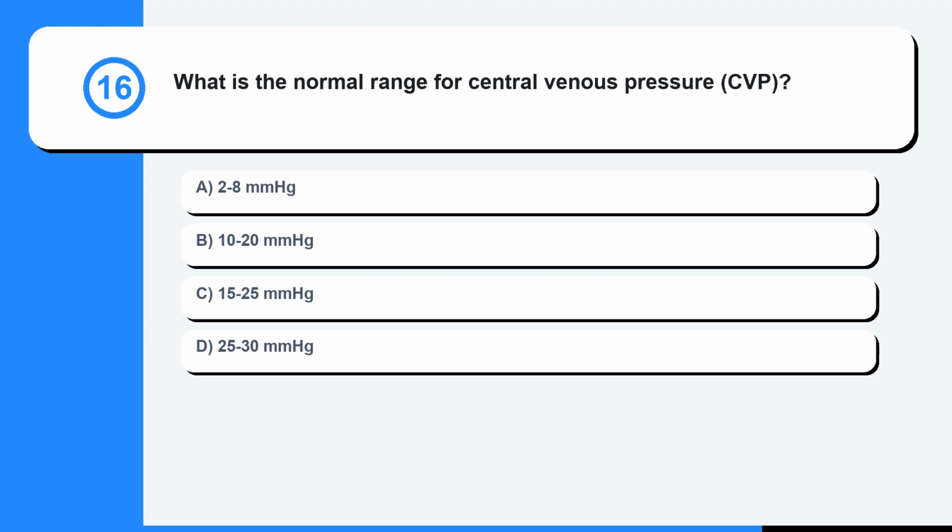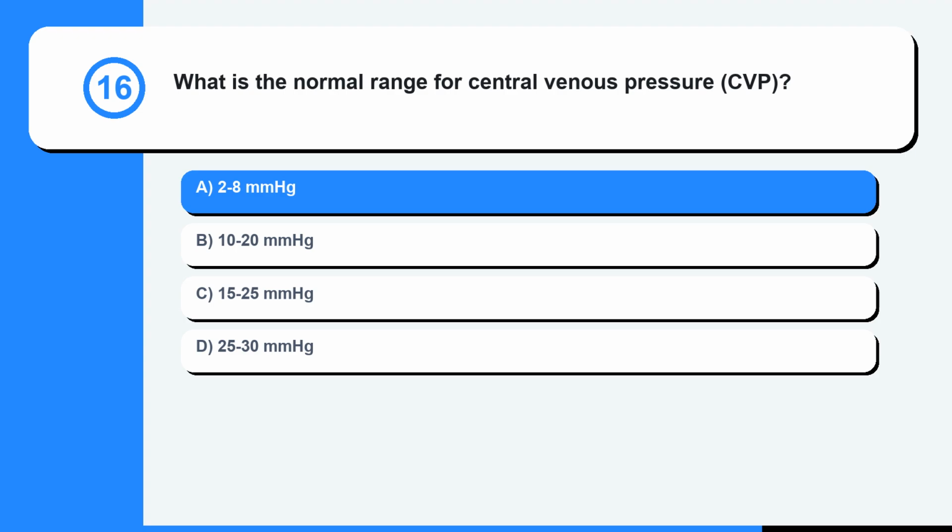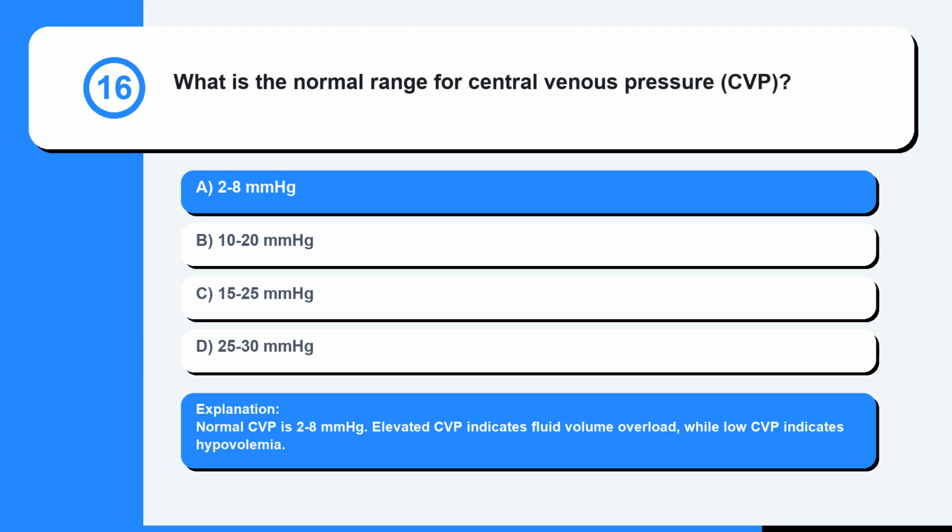Question 16. What is the normal range for central venous pressure, CVP? A. 2 to 8 mmHg. B. 10 to 20 mmHg. C. 15 to 25 mmHg. Or D. 25 to 30 mmHg. The correct answer is A. 2 to 8 mmHg. Normal CVP is 2 to 8 mmHg. Elevated CVP indicates fluid volume overload, while low CVP indicates hypovolemia.